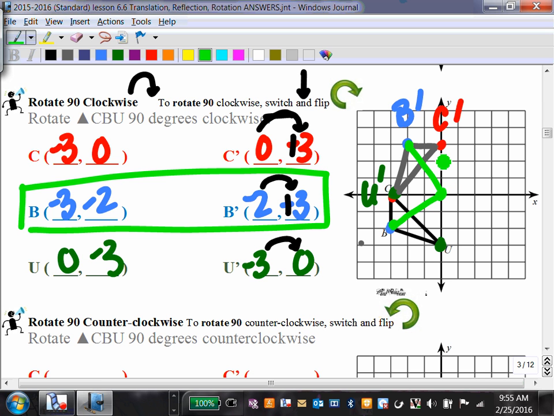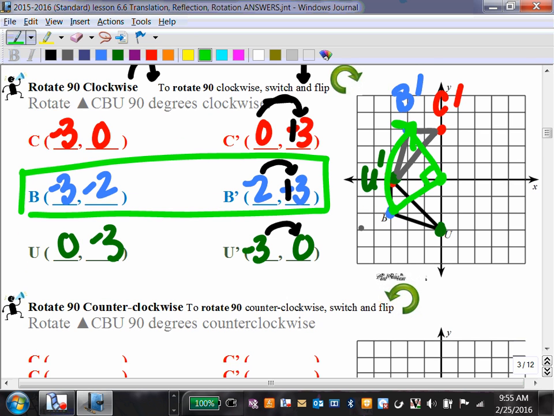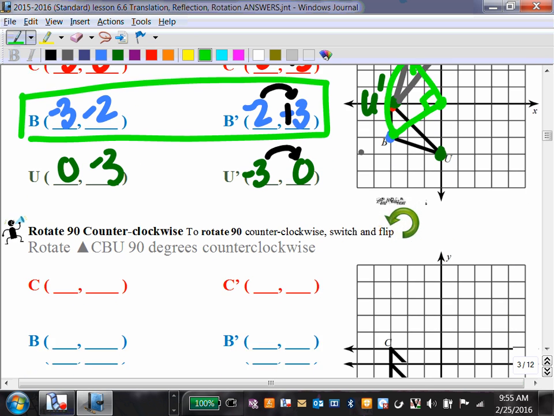Now look very carefully at this angle. Does it look 90? Yes or no? It should, yes. And look at the direction. Did we go clockwise? Okay, and that's how you can check it to make sure, because these rotations are a little hard to spot.